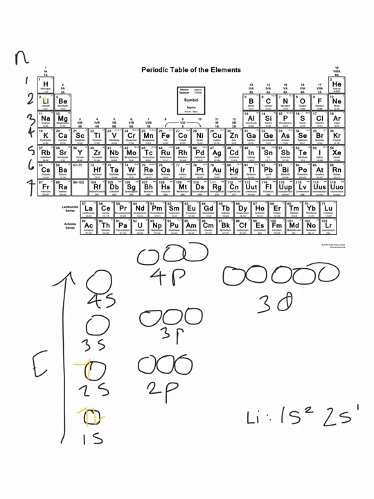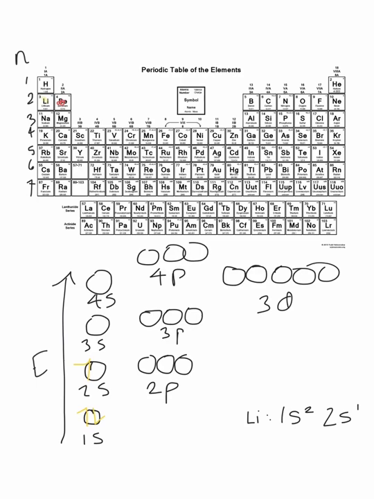If we were to go next over on the periodic table to beryllium, so beryllium, there we go. Oh, whoops, that wasn't meant to scribble over beryllium, that's fine. So we have beryllium. Beryllium has 4 electrons. So our first 3 electrons are going to look exactly like lithium, but now we have an extra electron that we have to place. So we have 2 options.